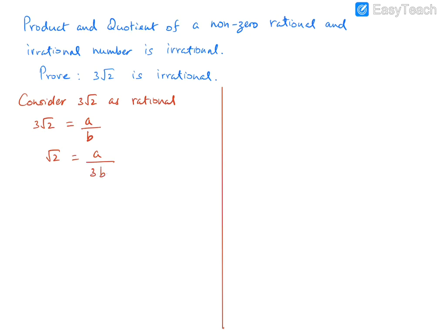Now what we notice is that on the left hand side we have root 2, which is irrational. We know root 2 is irrational.